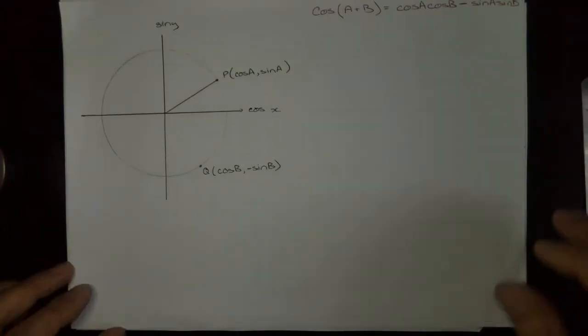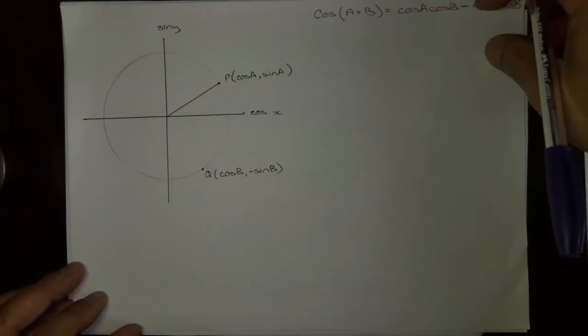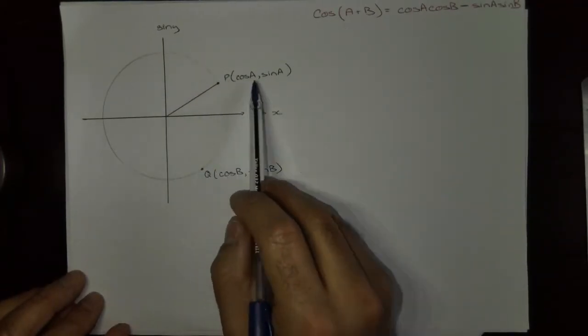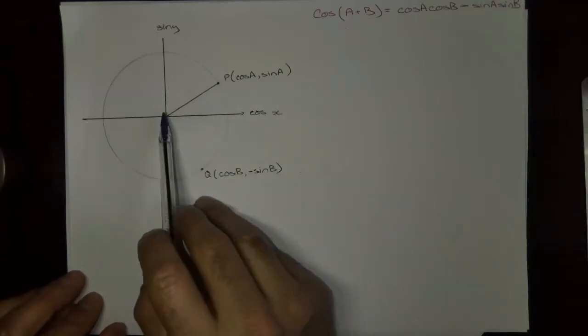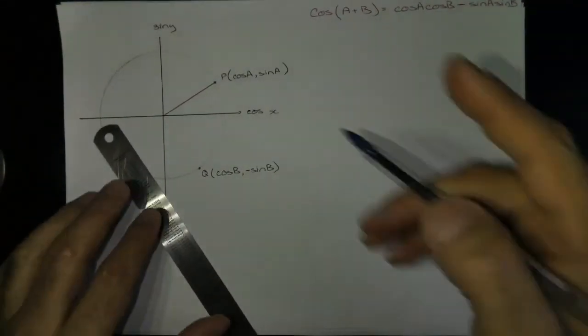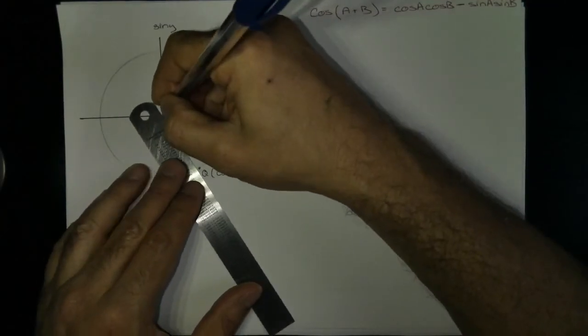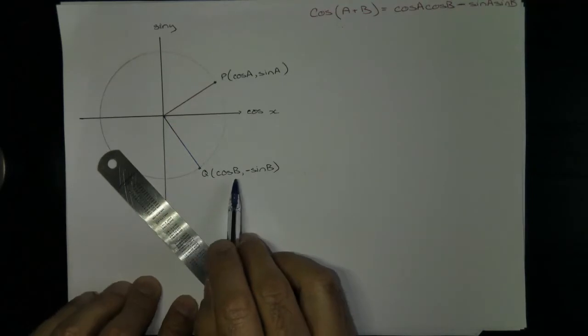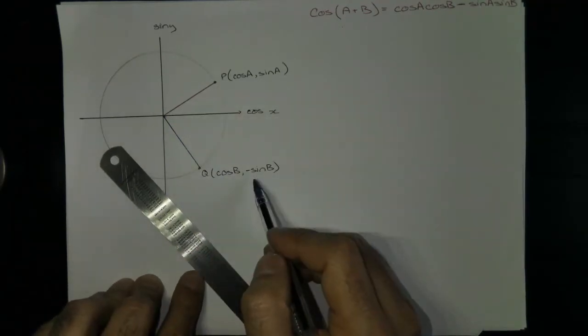Right. So what happens now if we've got a new point? Okay, same unit circle, but a new point, cos A, sine A. And we have a point Q, but it's in the fourth quadrant. So technically it's cos B, negative sine B.